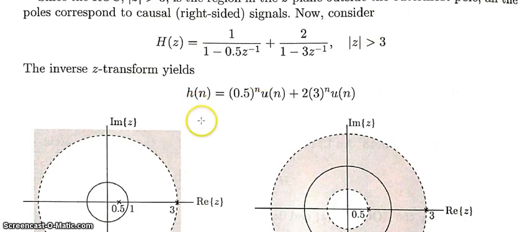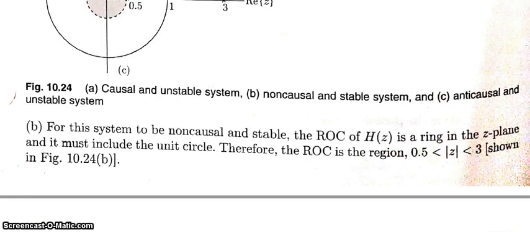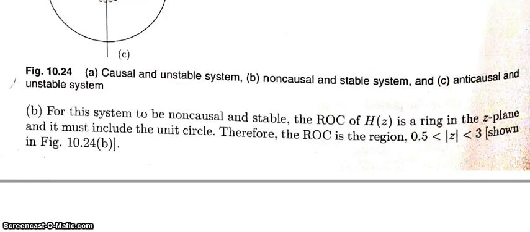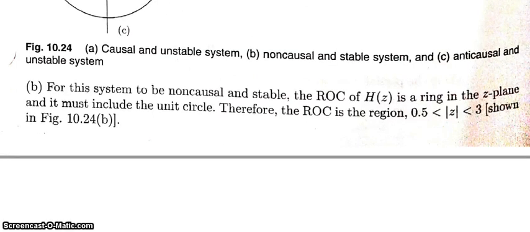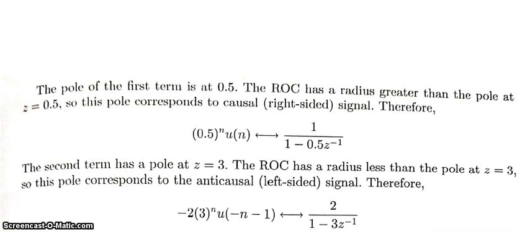On taking the inverse, we get h of n as 0.5 raised to n into u of n plus 2 into 3 raised to n into u of n. That is, both the sequences are right-sided sequences. Now the second case is for the system to be non-causal and stable. For the system to be stable, the ROC must include the unit circle, and for non-causal, it must be a two-sided sequence. Therefore, the ROC is a ring, that is 0.5 less than mod z less than 3.